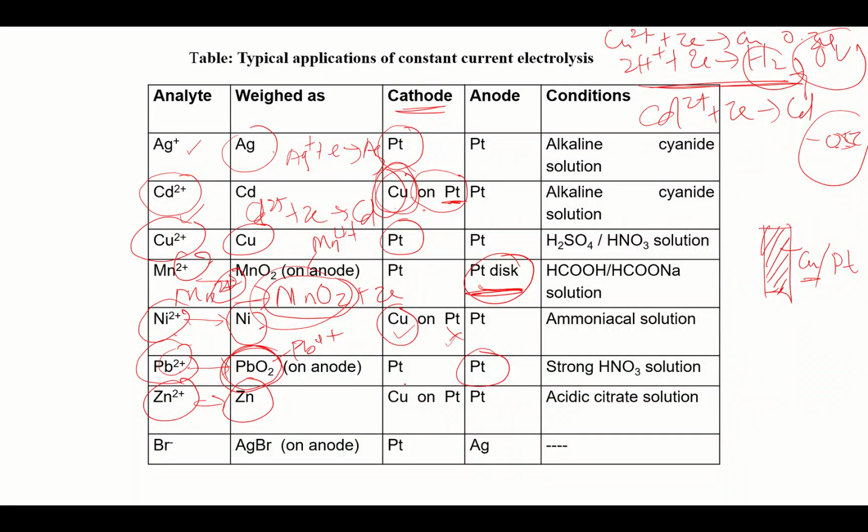You should use copper instead of platinum, for the same reason, the hydrogen evolution. Then bromide, you can form silver bromide. This is on the anode because it oxidizes, from -1 to 0. So this is on silver; bromide will deposit on silver. Okay, so this is about constant current.